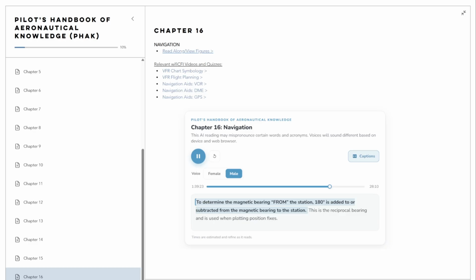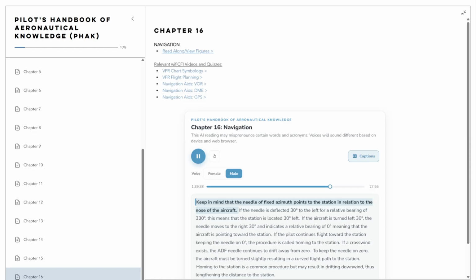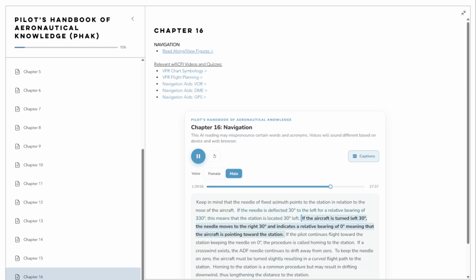To determine the magnetic bearing from the station, 180 degrees is added to or subtracted from the magnetic bearing to the station. This is the reciprocal bearing and is used when plotting position fixes. Keep in mind that the needle of a fixed azimuth points to the station in relation to the nose of the aircraft. If the needle is deflected 30 degrees to the left for a relative bearing of 330 degrees, this means that the station is located 30 degrees left. If the aircraft is turned left 30 degrees, the needle moves to the right 30 degrees and indicates a relative bearing of 0 degrees, meaning that the aircraft is pointing toward the station.